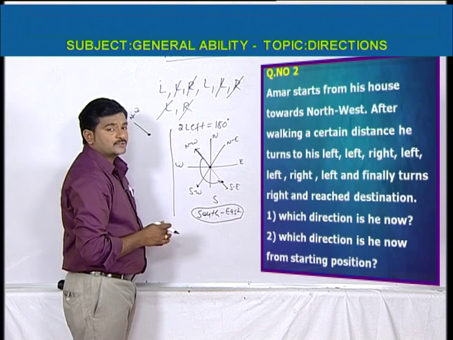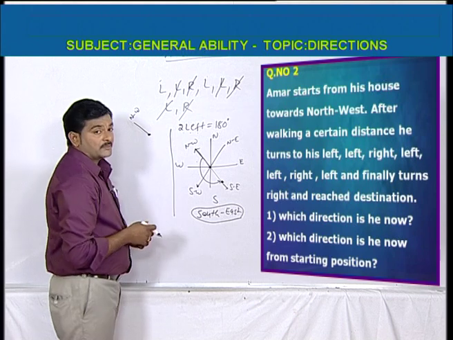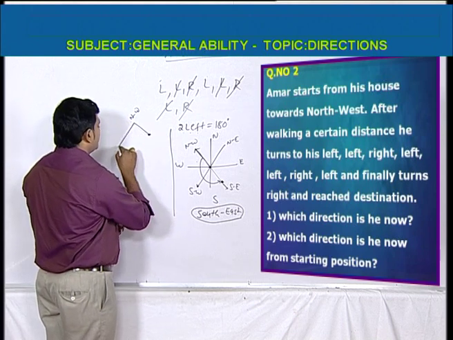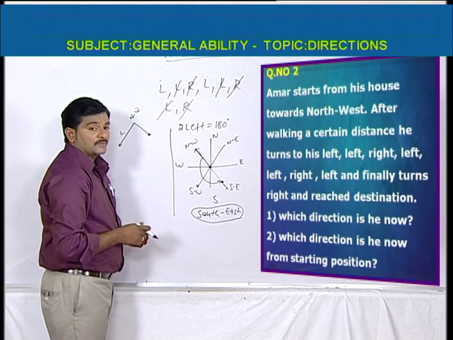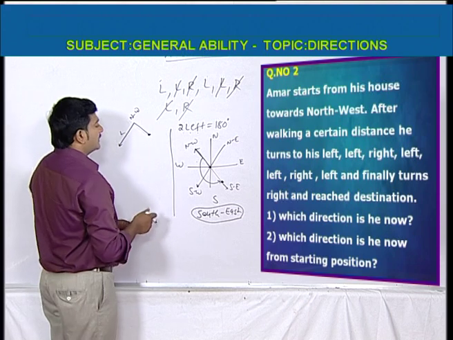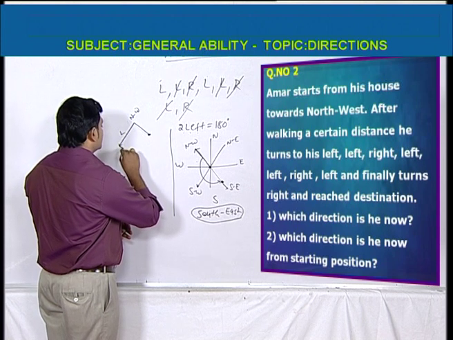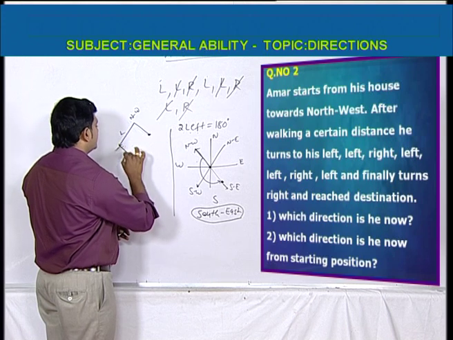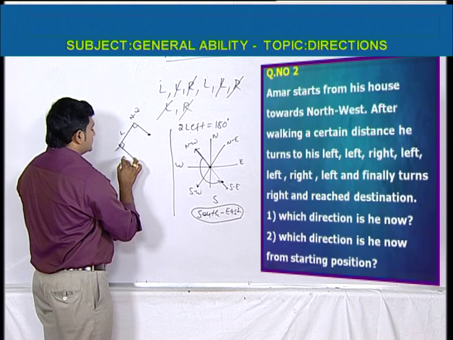So there is no issue with that. How many lefts are left here? 2 lefts. 1 left is equal to how much? 90. So this is 1 left. 1 left means indirectly he came to southwest direction. And secondly one more left is there, right? One more left means the angle between these two is 90. So this is another left.